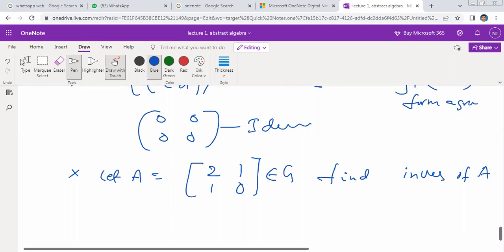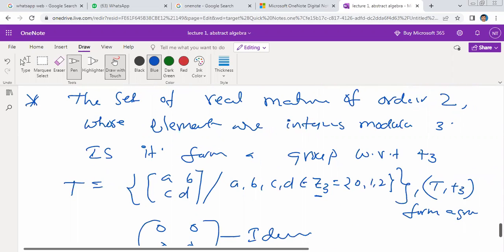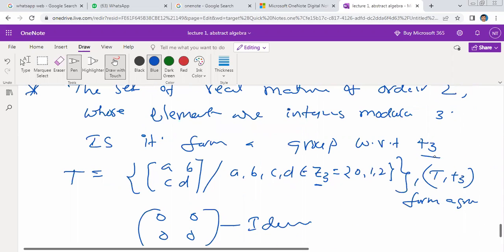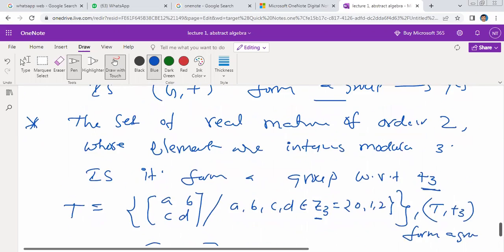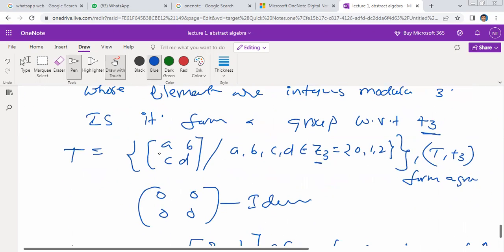Is it under addition or under multiplication modulo 3? Under addition. T is a set of matrices whose elements belong to Z3, under addition modulo 3. What is the inverse of this one?